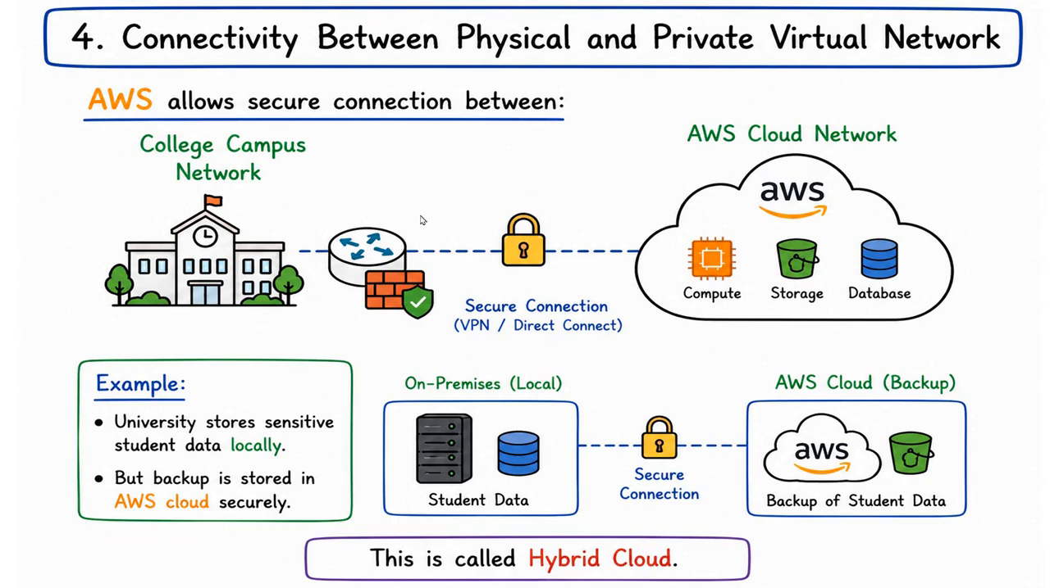Now, suppose the college campus network is the university's internal network. It includes computer labs, admin systems, student databases, library systems, attendance servers, and examination systems. This infrastructure is usually located physically inside the campus. Some university data is very sensitive, such as student records, exam data, financial information, and staff details.